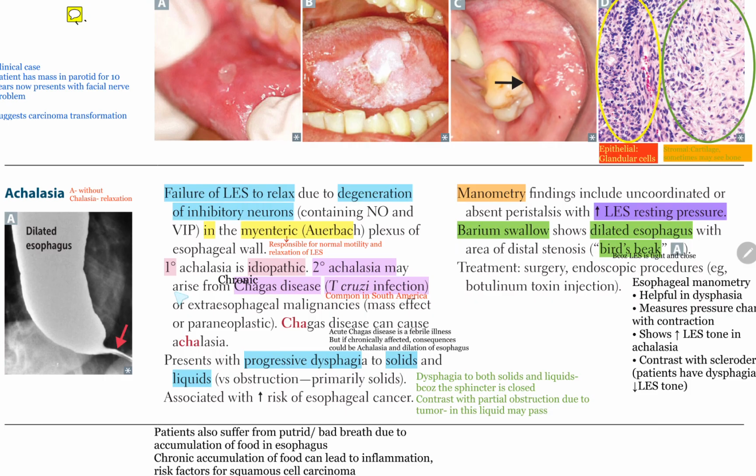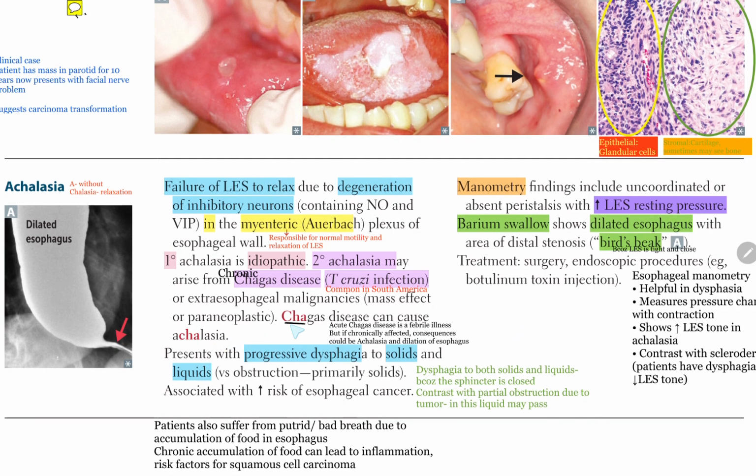Okay. Now, there are two types of achalasia, primary and secondary. Primary achalasia is idiopathic. Secondary achalasia may occur from chronic Chagas disease. Now, what is Chagas disease? It is caused by Trypanosoma cruzi infection. It is common in South America. Secondary achalasia may also occur due to extraesophageal malignancies, such as the mass effect or paraneoplastic. There's a trick: Cha here and Ka here. So acute Chagas disease is a febrile illness. But if it is chronic, it can lead to achalasia and dilation of the esophagus.